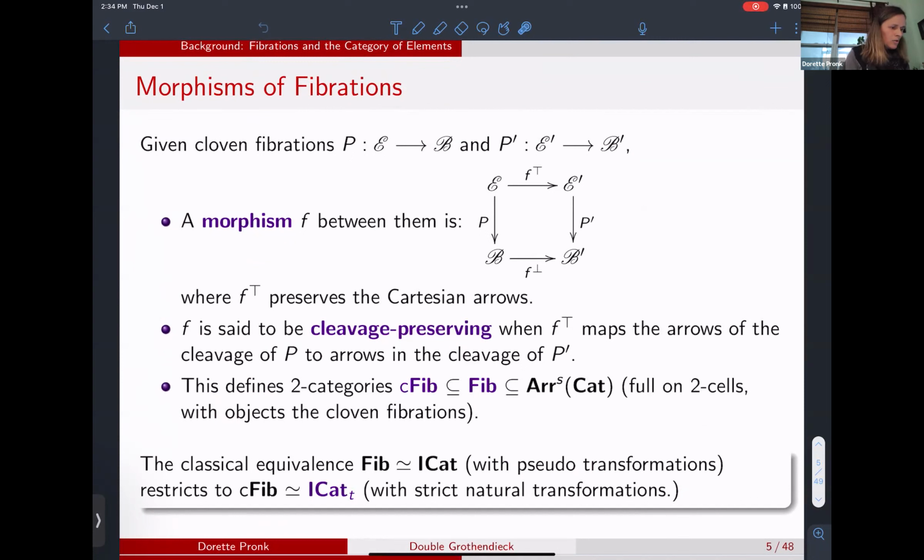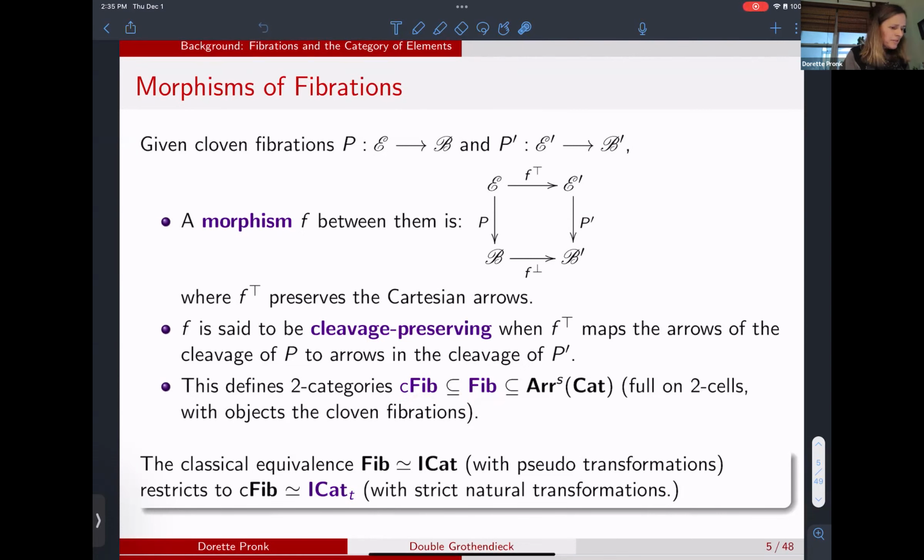For that reason, what I will be doing today when I look at fibrations is that I will assume that I have chosen a cleavage for each fibration. And so the same fibration may show up many times. But then I will have the category of fibrations where the morphisms do not preserve the cleavages, so they're just Cartesian morphism preserving. And CFib is the one where the cleavages are preserved.